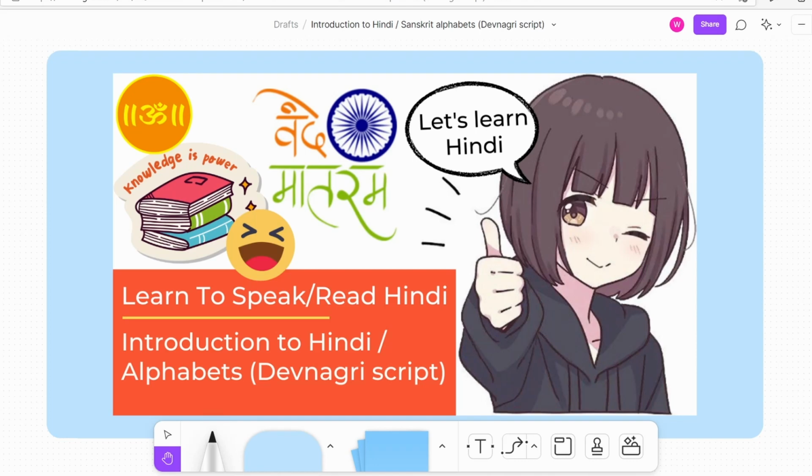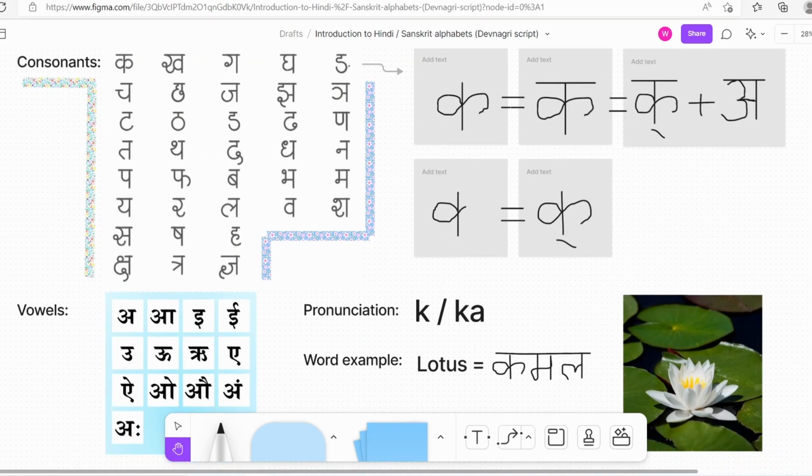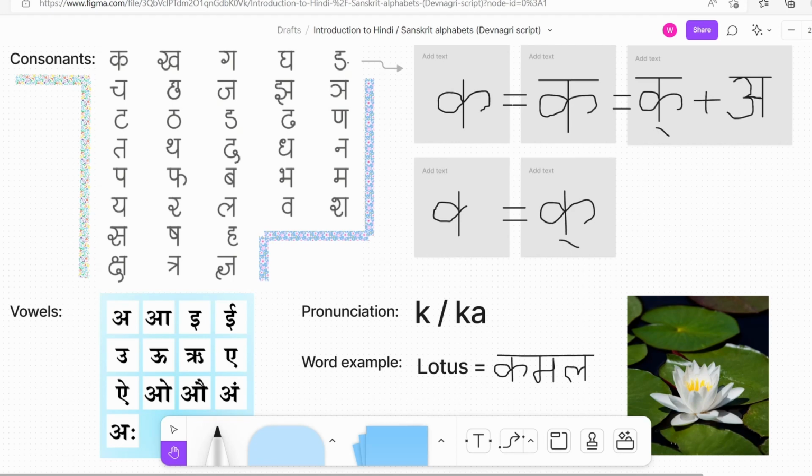If you want to learn Hindi or Sanskrit, this video is for you. This video is an introduction to Hindi alphabets. These alphabets are used in Hindi and Sanskrit language. This basically is a Devanagari script. Hindi and Sanskrit both use the same alphabets. These alphabets can be classified as consonants and vowels.